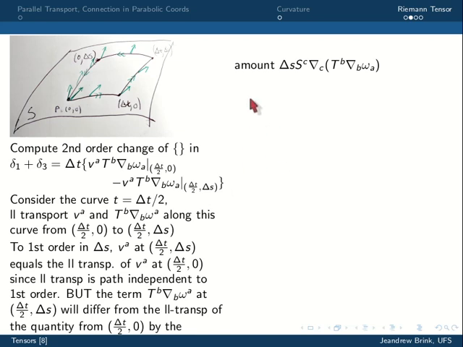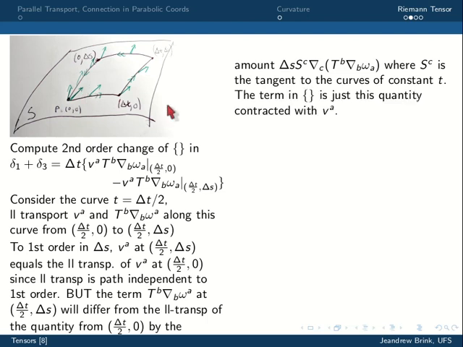And the amount that it is different is simply delta S, which is the change in S from here to here, times S to the C contracted with the gradient, C, T A, delta S omega A. Okay, and where S to the C is the tangent to the curves at constant T. So S to the C is tangent over there and over there. Okay, and the term basically is just this quantity contracted with V A.